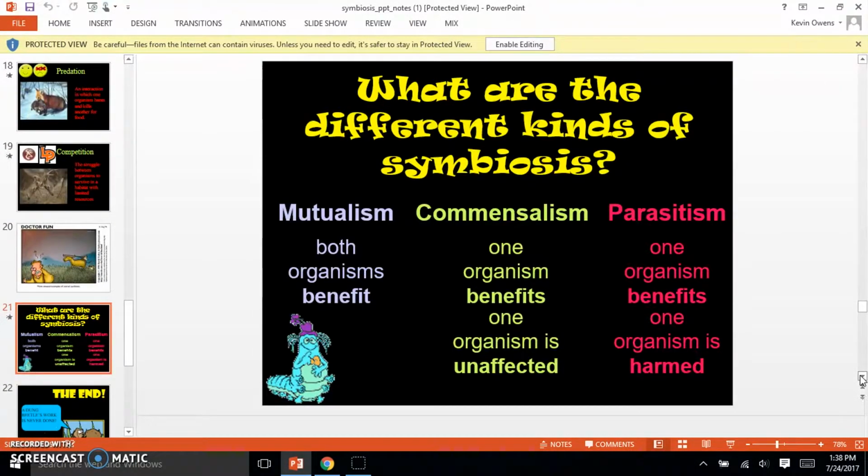What are the different kinds of symbiosis? Mutualism, both organisms benefit. Commensalism, one organism benefits, one organism is unaffected. And then parasitism, one organism benefits, one organism is harmed. And then also I mentioned predation, where one organism benefits and the other one is killed.